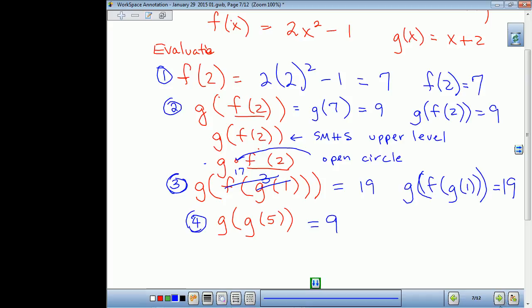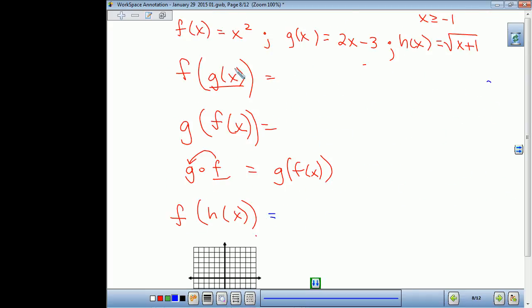Alright, last thing. It really is kind of the same thing. It's still plugging in. But instead of plugging in a number, you're not evaluating. You plug in a function. You plug in the whole function. So let's play with some new functions.